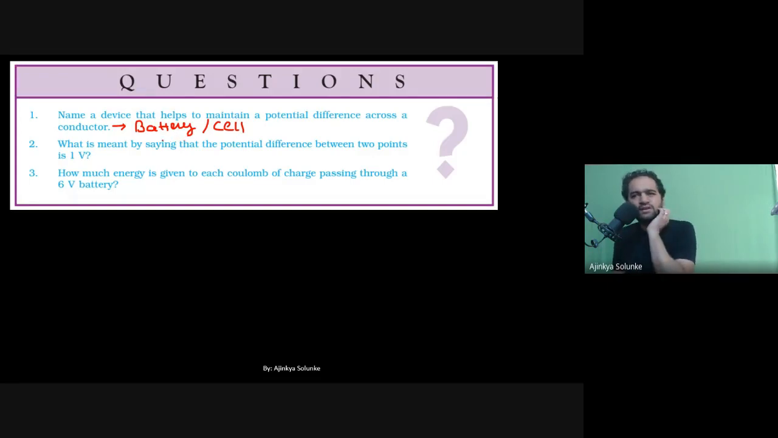And what about voltmeter then? Why we can't write voltmeter here? Voltmeter doesn't maintain potential difference. It measures potential difference. Is the question something like this, that name a device that helps to measure potential difference? No. The question is maintain, not measure. If it was measure, then we would have written voltmeter, but it is not there. So technically we cannot write it down there. So I hope you are understanding why we have not written voltmeter. Is it okay? Because voltmeter is used to measure potential difference, right? Okay, now let's just go for the second question.